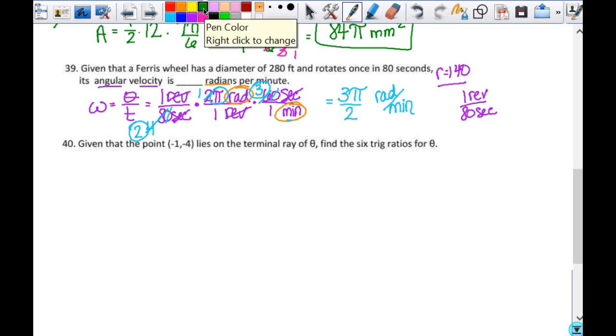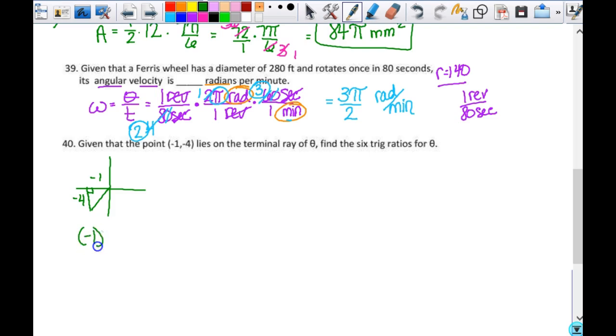All right, so given that the point -1, -4 lies on the terminal ray of theta, find the 6 trig ratios. Okay, so -1, -4, something like this, but this isn't really to scale, but that's okay. -1, -4, so I need to find the radius. So I know that -1 squared plus -4 squared equals r squared. That's 1 plus 16 equals r squared, which means r is the square root of 17.